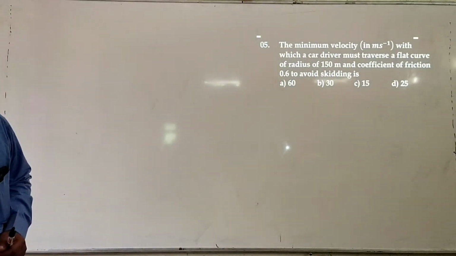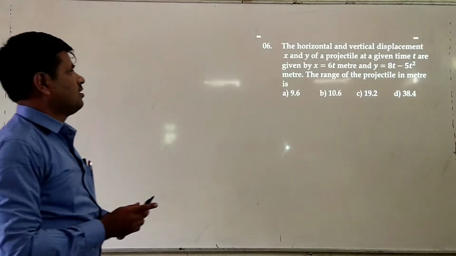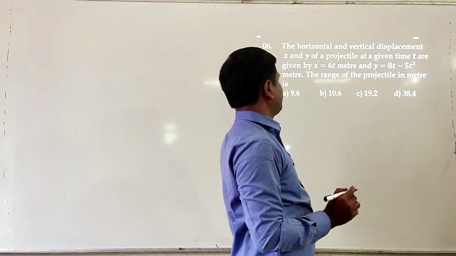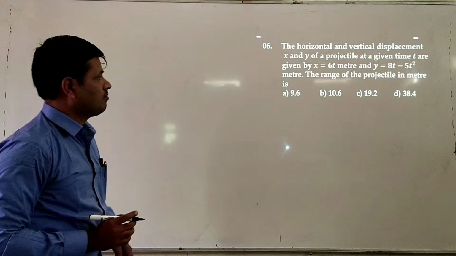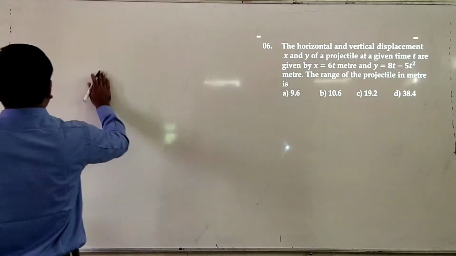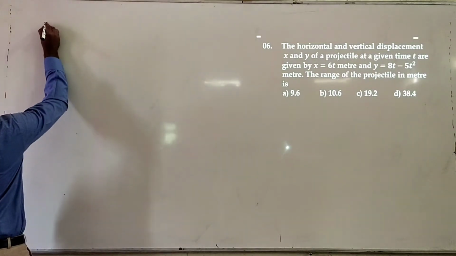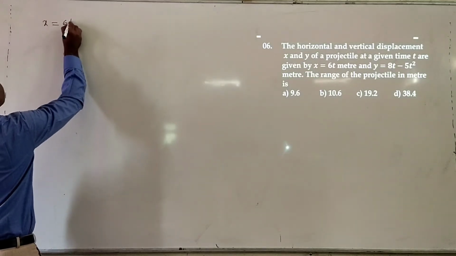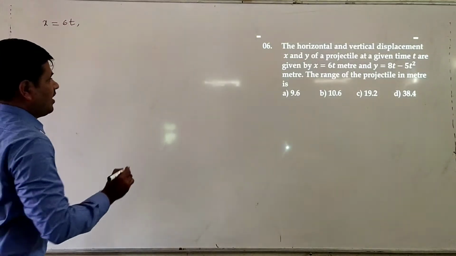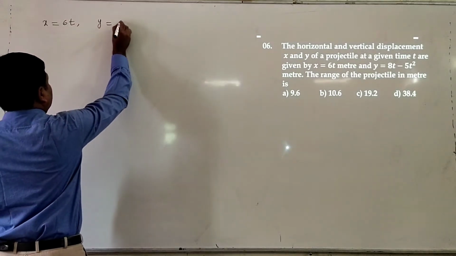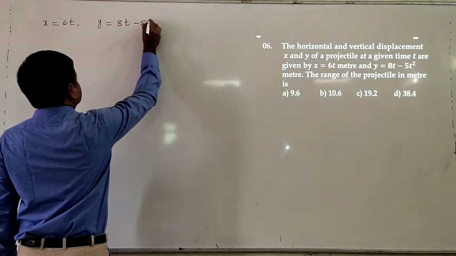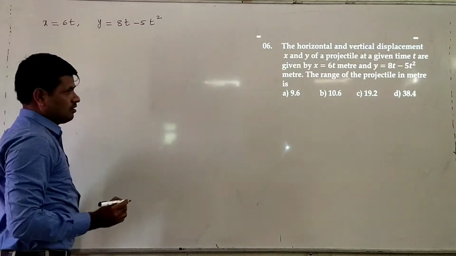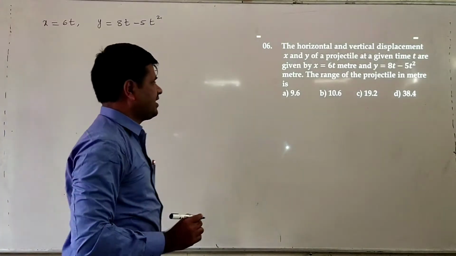Next, question number 6. The horizontal and vertical displacements of the projectile are given. That is, the horizontal component of the projectile is x equal to 6t, and y is given as y equal to 8t minus 5t square. The range of the projectile is being asked here.